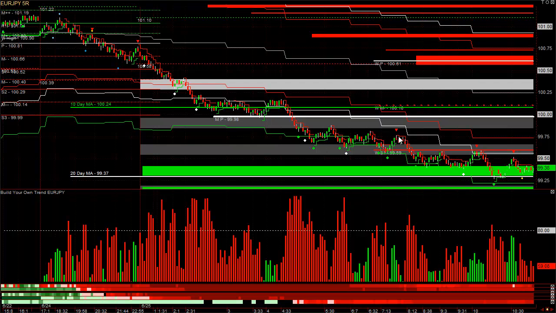And later in the day, it gave you some more sell signals here, here, and here. That one's good for about 25 pips, 25 pips, 10 pips. The first trade was about a 40 pip move.